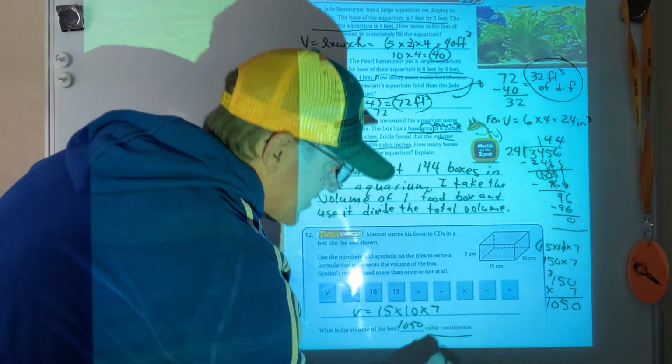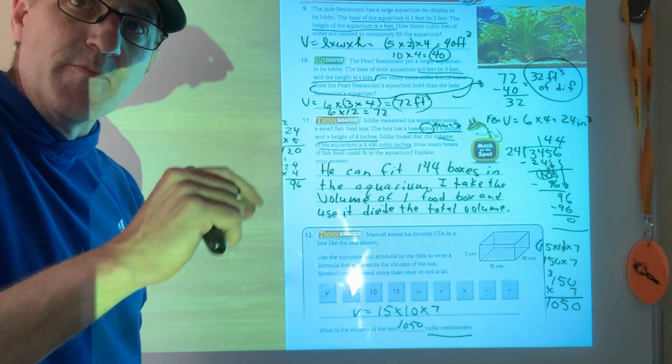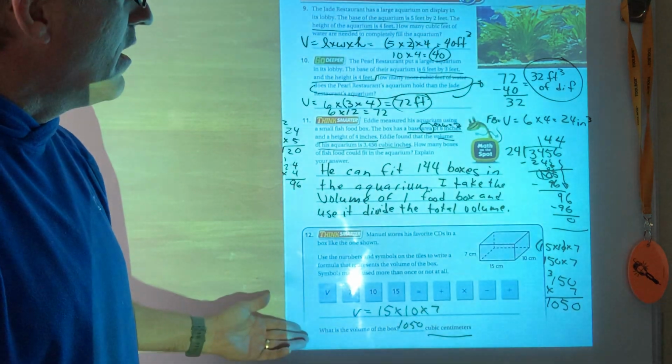And here it says cubic centimeters. That's the other way to write it, or cubic cm, right? For sure. All right, homework's coming up.